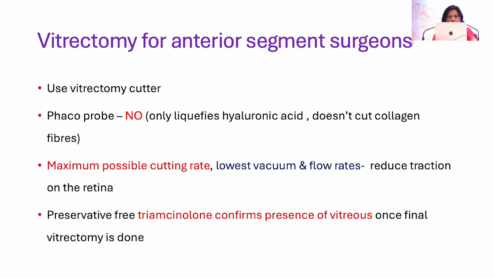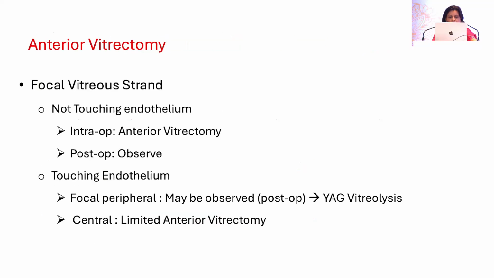For the vitrectomy, for the anterior segment surgeons, we use a vitrectomy cutter, and of course the maximum possible cutting rate should be used with the lowest vacuum and flow rates, which will reduce the traction on the retina, and preservative-free triamcinolone confirms the presence of vitreous once the final vitrectomy is done.